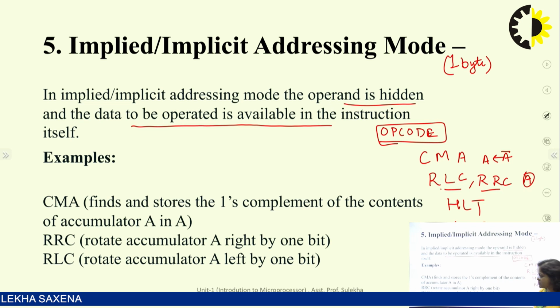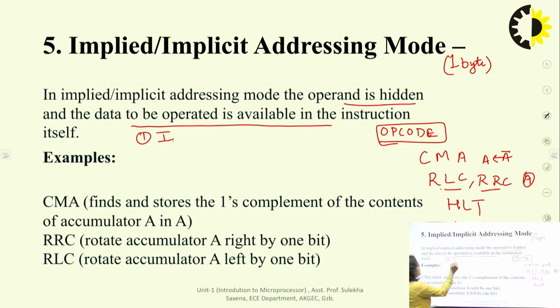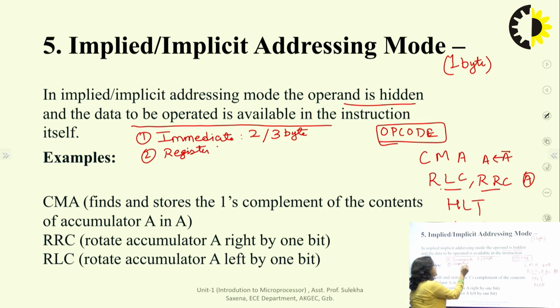Talking about the size, if we talk about immediate mode, in immediate mode data is directly specified in the instruction. If the data is 8 bit, the instruction is 2 bytes. If the data is 16 bit, the instruction will be 3 bytes. Remember it. Second is register mode. Here the data is specified in registers only. Since registers are within the microprocessor, the size will always be 1 byte.